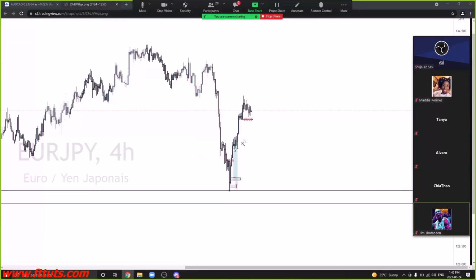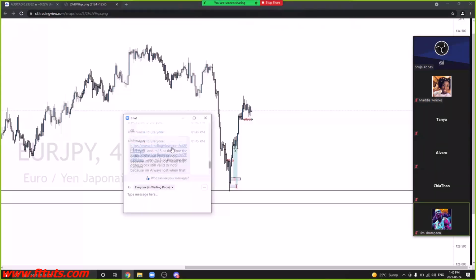Alright, my bad, guys. So there's also another POI you could shift your interest to, which is right over here. This last bullish candle. Obviously this one is a little bit better because it's lower, but you could focus on both of these. And let's go up to here. Second one, you said M15.